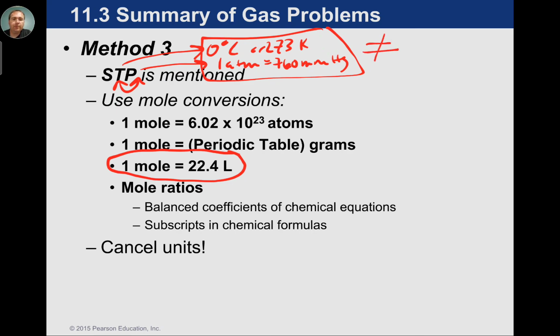so if it's not equal to those numbers, then you're going to have to use PV equals nRT, because that's an equation that can deal with changes in pressure, changes in temperature. But if you're at 0, if you're at 1 atmosphere, it's safe to use this number. And you can plug it in just like any kind of unit conversion.